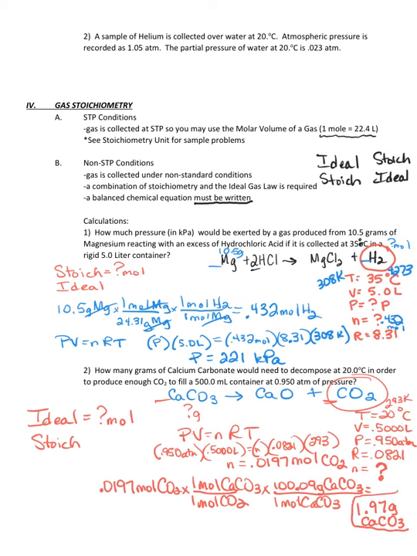All right, so again, take the time to figure out whether you're doing ideal first, then stoich, or stoich and then ideal. So look at what you're given, figure out who your gas is, and ask questions if you're stuck. Talk to you later.